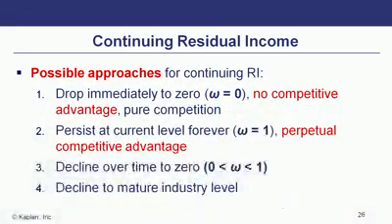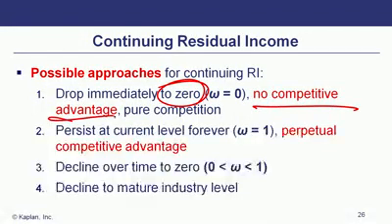Continuing residual income. So, possible approaches for continuing residual income. For residual income, it can essentially drop immediately to 0. There's no competitive advantage, right? This is a pure competition environment. You're selling, let's say, bottled water. You can't really give me additional return over a fair return just selling bottled water. It's pure competition. I guess there's some companies that may think they can. I think there's a company called Voss that sells, I think, $8 a bottle of water. I had it once. It's almost something you had to drink with your pinky up while you're doing it.